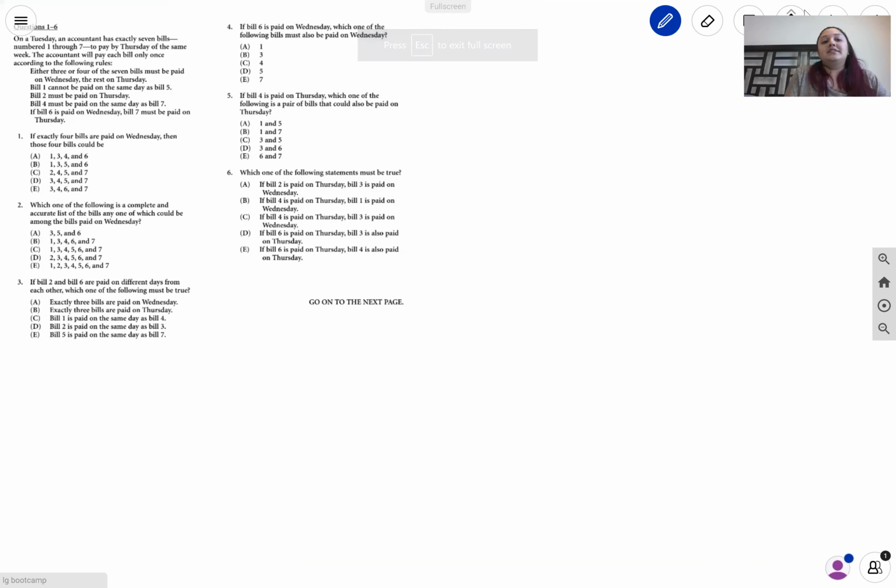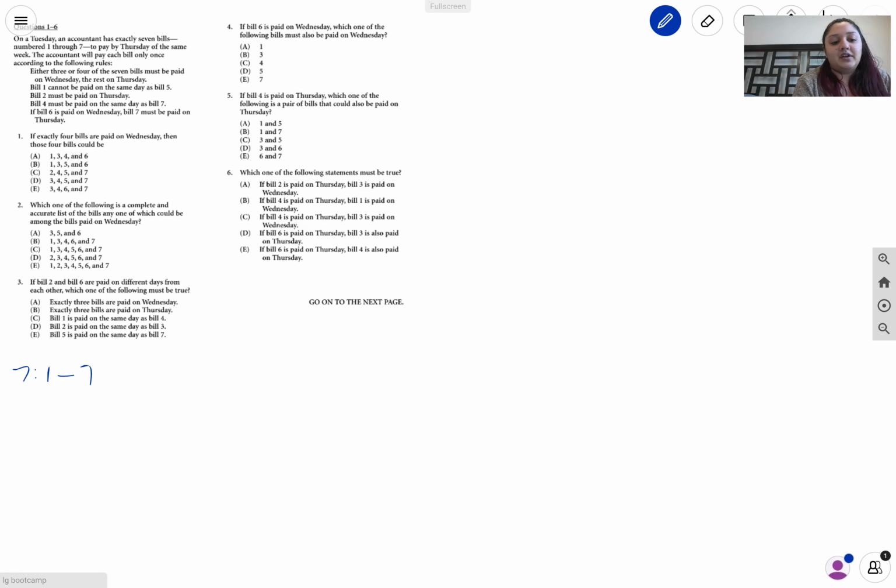Okay. So it says on a Tuesday, an accountant has exactly 7 bills numbered 1 through 7. And the first thing I do is write it down. So we have 7 bills and they're numbered 1 through 7. And he has to pay them by Thursday of the week. The accountant will pay each bill only once according to the following rules. Either 3 or 4 of the 7 bills must be paid on Wednesday and the rest on Thursday.